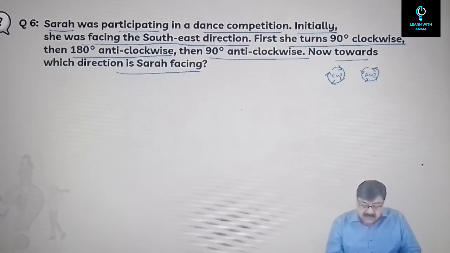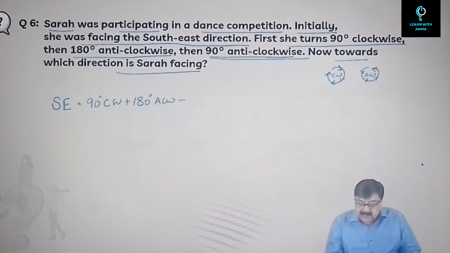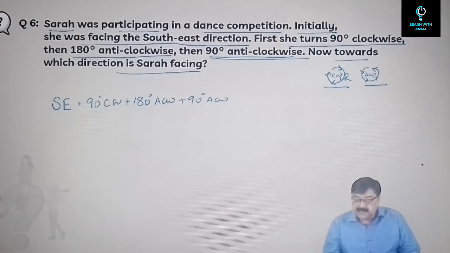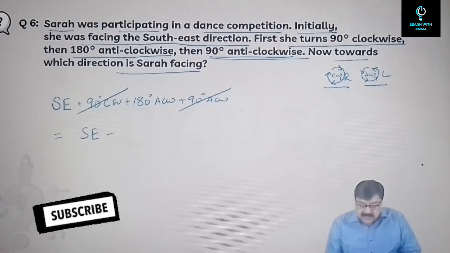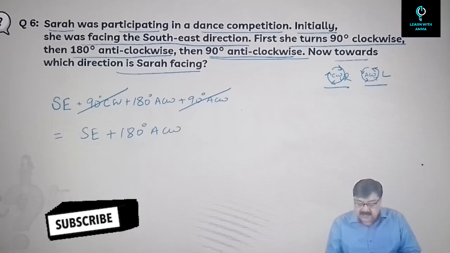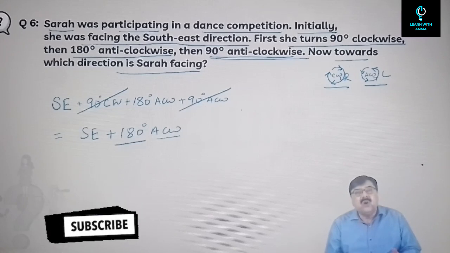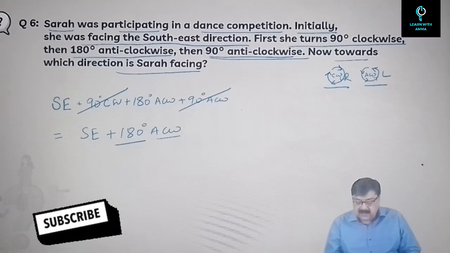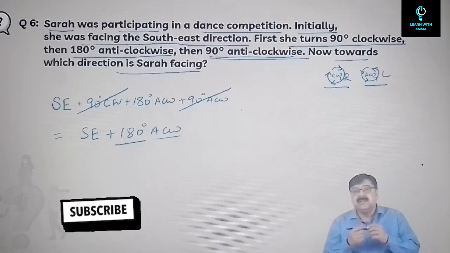So first things first, she was facing southeast direction, and then from there she turned 90 degrees clockwise, then 180 degrees anti-clockwise, and then 90 degrees anti-clockwise. Now we know that clockwise and anti-clockwise directions are basically opposite, moving towards right and moving towards left. So 90 degrees clockwise and 90 degrees anti-clockwise will cancel each other. So now we are left with southeast direction plus 180 degrees anti-clockwise. Now 180 degrees anti-clockwise or clockwise would actually mean moving to the opposite direction. Now this is a straight line.